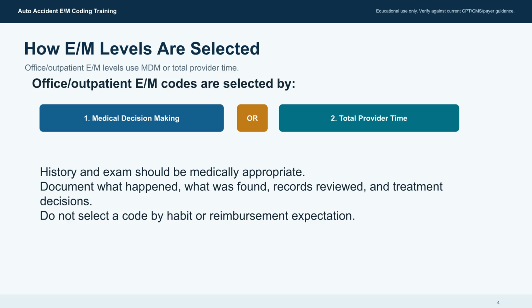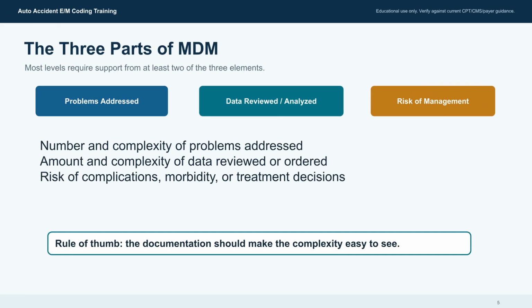Now let's discuss medical decision-making, or MDM. Medical decision-making, or MDM, has three major parts. The first is the number and complexity of problems addressed. The second is the amount and complexity of data reviewed or analyzed. The third is the risk of complications, morbidity, or management decisions. For most E&M levels, the documentation should support at least two of these three elements.